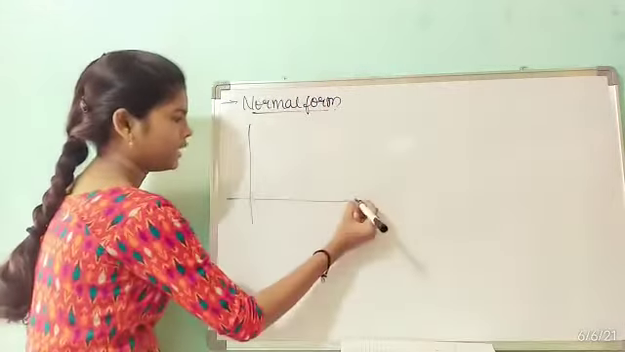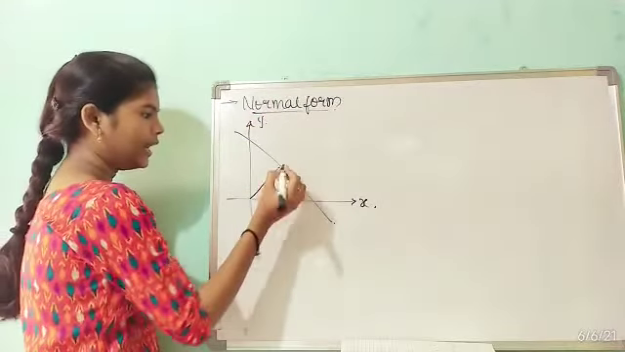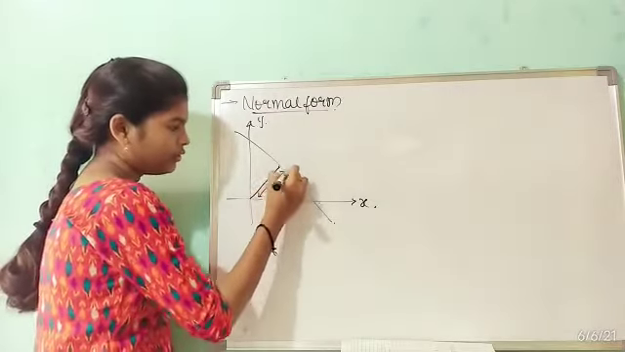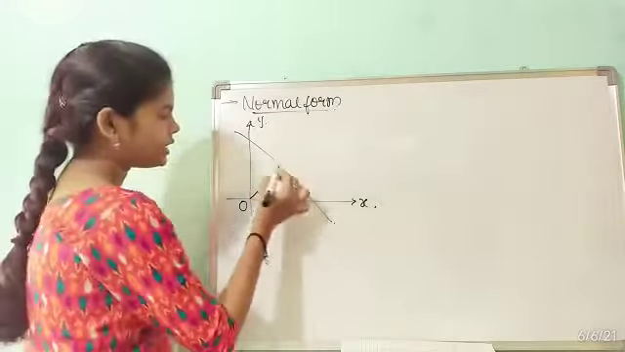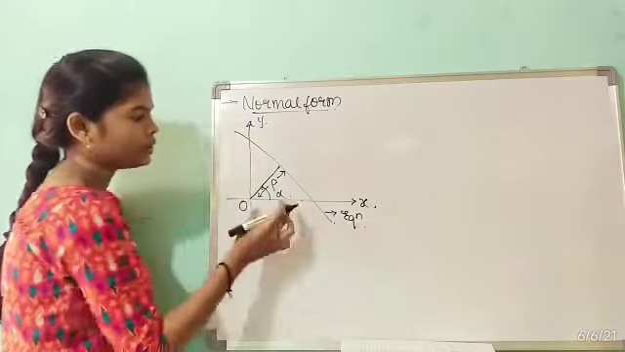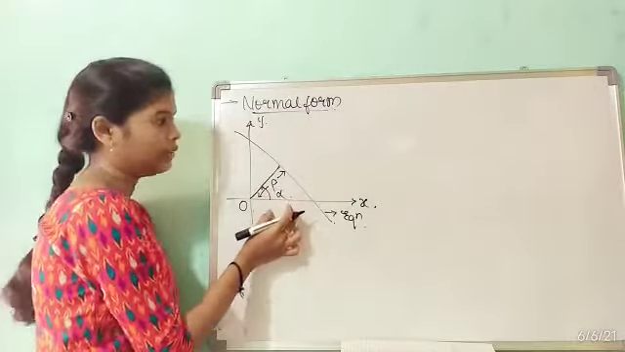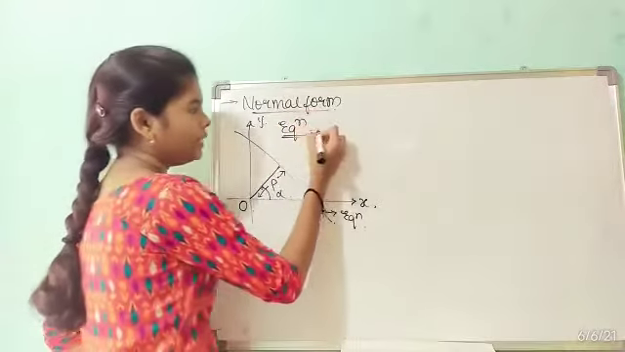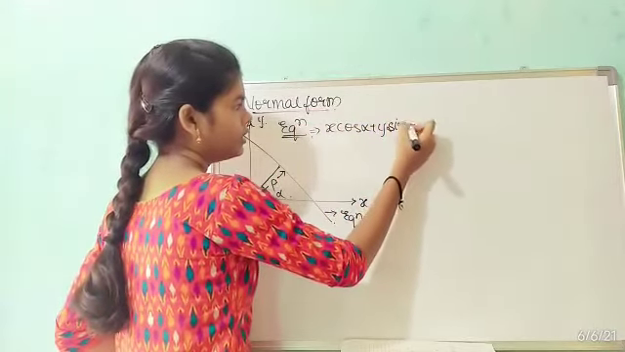Suppose this is the x-axis and this is the y-axis, and a line is there, at a distance of P from the origin, and the angle covered is alpha. We have to find the equation of this line which is normal, at a distance P with angle alpha. For this, the equation of the line in normal form will be x cos alpha plus y sin alpha is equal to P.